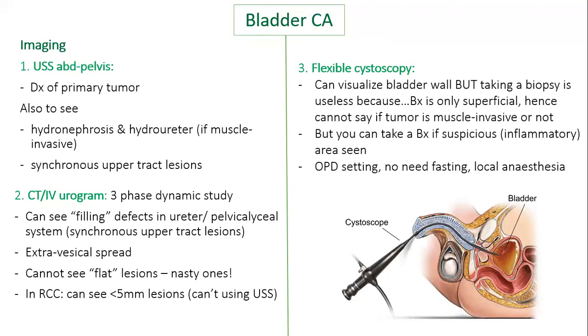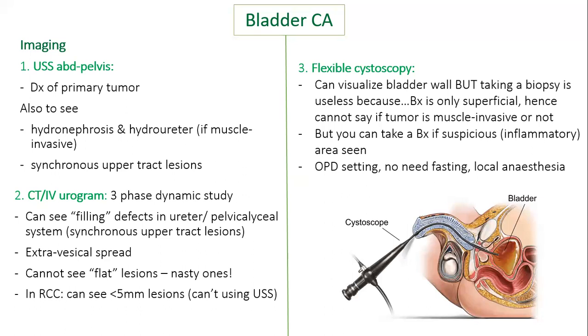Then you go for bladder CA. For bladder CA, again, not three actually, there are more than that. But mainly imaging is the main thing here. So imaging will again start from simple, ultrasound abdomen pelvis, same reasons to diagnose a primary tumor. And also here, bladder CA can cause hydronephrosis and hydroureter. If it's invasive, it can cause back pressure and all that. So to diagnose that, you can do it.